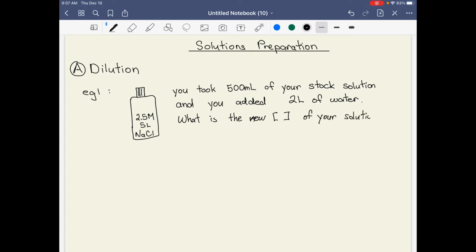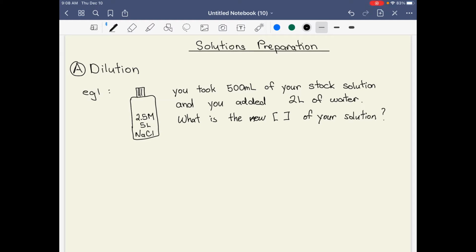Now you'll notice I use a square bracket here, okay? Square bracket is sort of like a shorthand notation for the word concentration. So instead of writing concentration 50 million times, because I have 50 million questions for you, I'm just going to write a square bracket, then you'll know. Okay, so what is the new concentration of your solution?